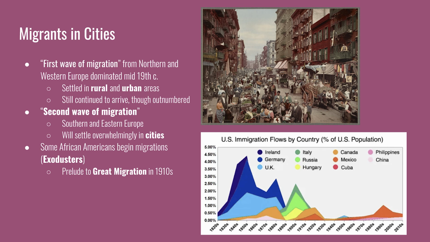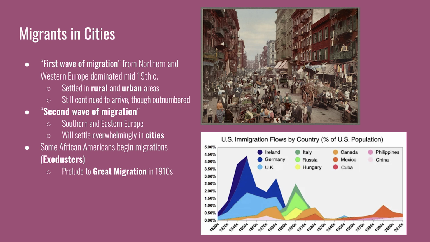Irish and German migrants will still continue their migrations to the end of the 19th century, though they were outnumbered by this second wave of immigration that came from Southern and Eastern Europe. There was a variation on the settlement of the first wave of migrants, while in this wave all migrants predominantly settle in cities. African Americans in this time period start their migration out of the rural areas into urban areas, and some leave the South to escape Jim Crow laws and growing discrimination. An example of this is the group Exodusters, who settled in Kansas.